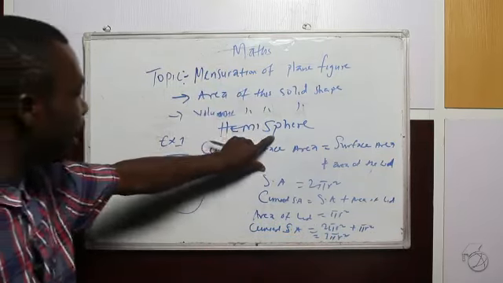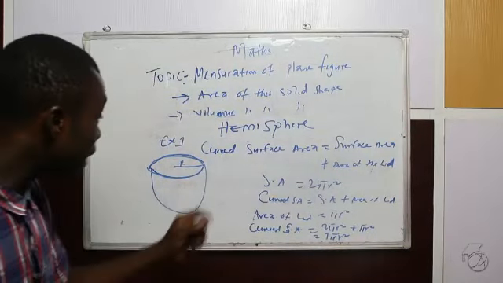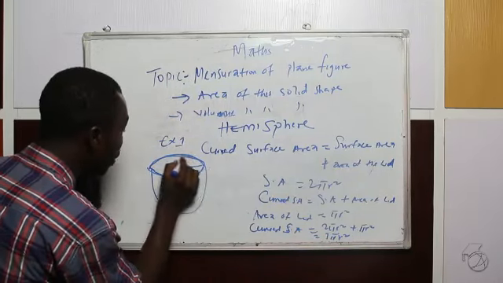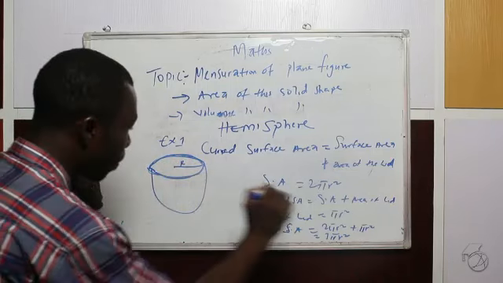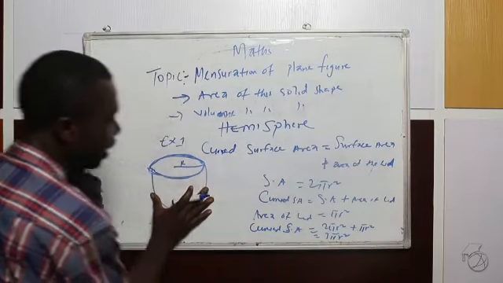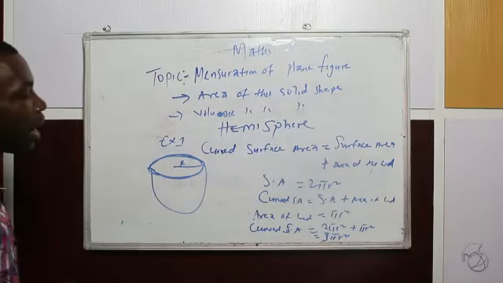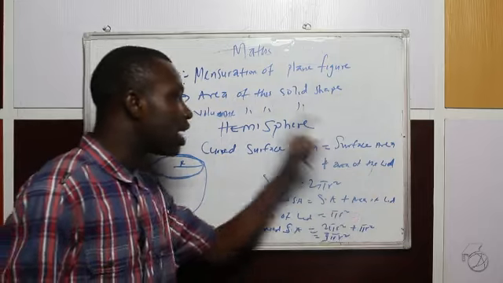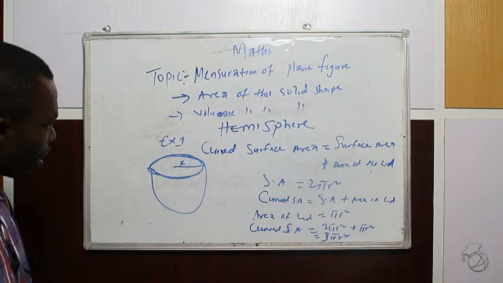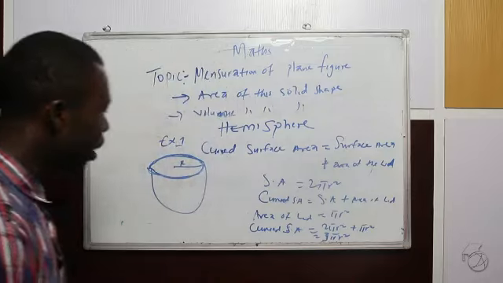So curved surface area is different from surface area. The surface area I've told you is 2 pi r squared, and the area of the lid, that is the area of a circle, because when you look at it, we have the area of this circle here to be pi r squared, and the curved surface area of this hemisphere is 2 pi r squared plus pi r squared, which will give us 3 pi r squared. So 3 pi r squared is the curved surface area of a hemisphere. I will give you an example on this curved surface area of hemisphere. Now we have known the formula.